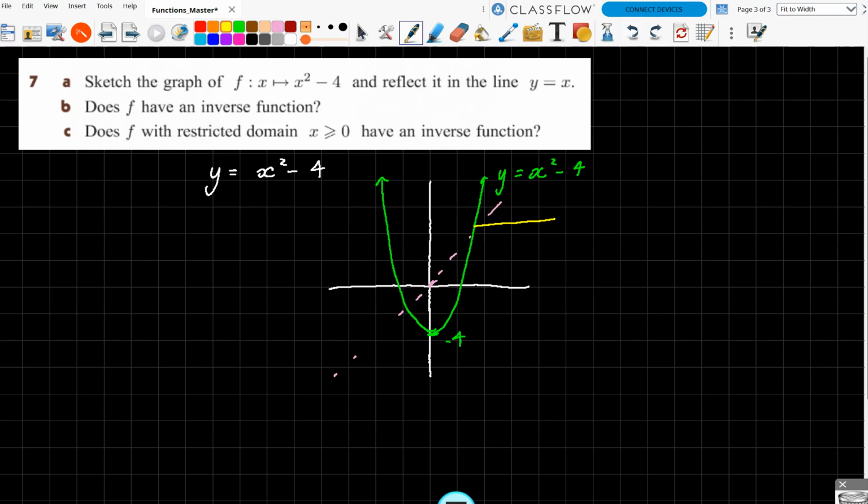I gave up on my inverse sketch, right? It doesn't have an inverse because it's got a horizontal line touching twice. Does f with a restricted domain x greater than 0 have an inverse function? Absolutely it does, yes. So yes, that bit there does have an inverse. That's what we were talking about before, because it's just going to cut once and you can reflect that in your y equals x line.